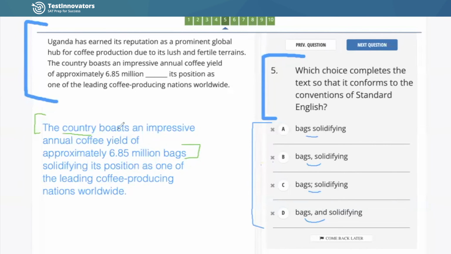Okay, now is there a verb? Yes, that would be boasts. So we can say this first part is an independent clause. Now let's go ahead and look at the second part.